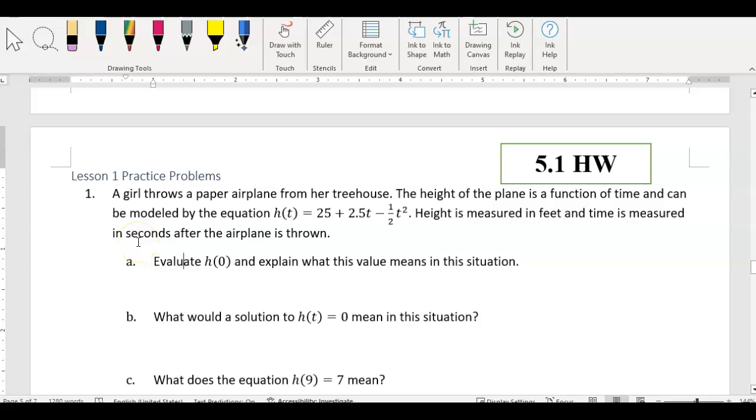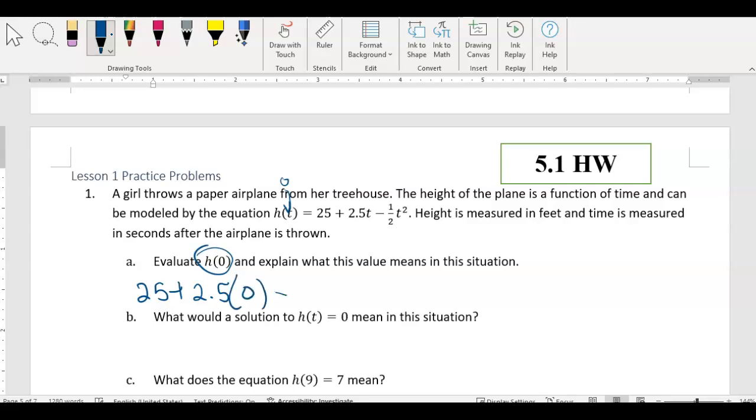All right, so if we're evaluating h of 0, we're substituting in 0 for time. So if we put this in, we get 25 plus 2.5 times 0 minus 1/2, 0 squared. Now notice again, all I'm doing is any place that I see a t, I'm plugging in 0.